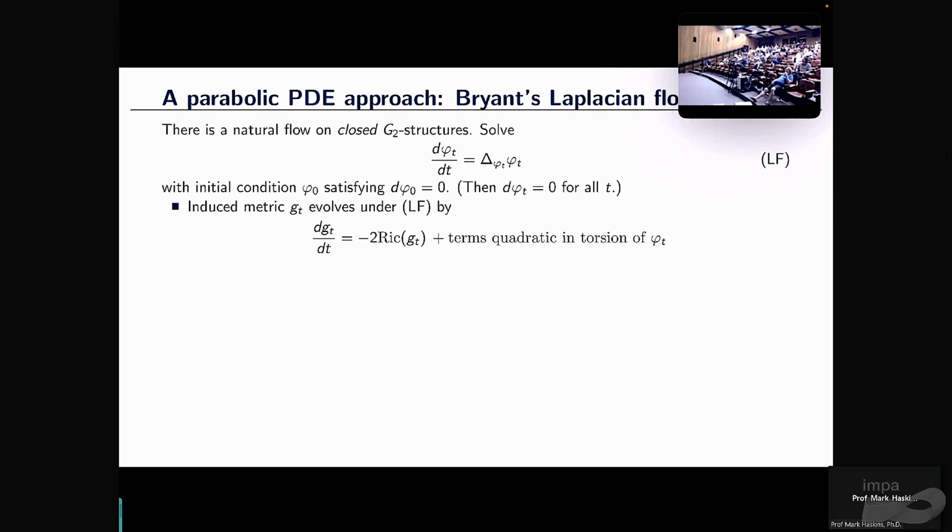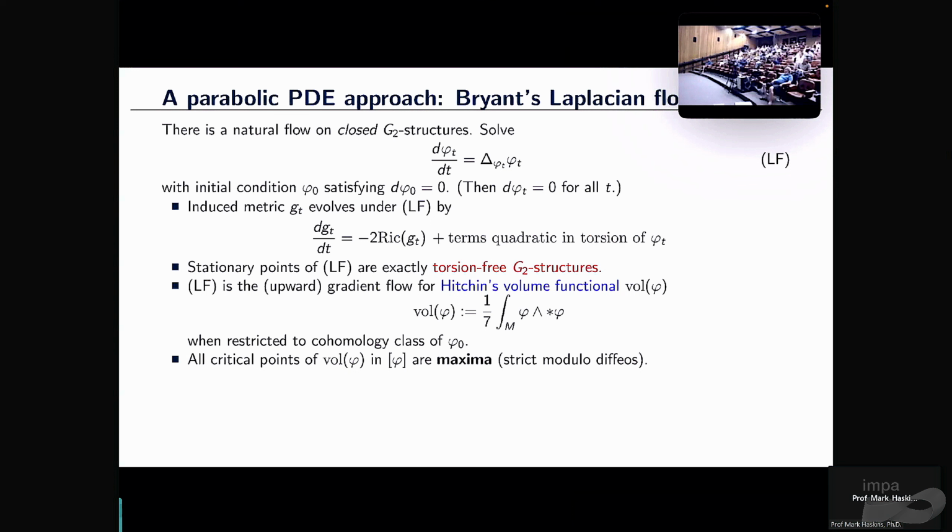Okay, apologies. So if phi t evolves by Laplacian flow, then g t, the induced metrics, evolve by something that at highest order looks like Ricci flow, but with some important correction terms that are quadratic in the torsion of phi. But at least this is somewhat promising, that the flow on the level of the metric looks somewhat like Ricci flow.